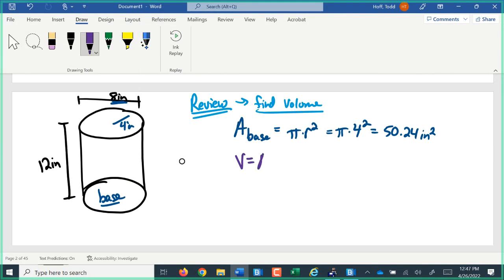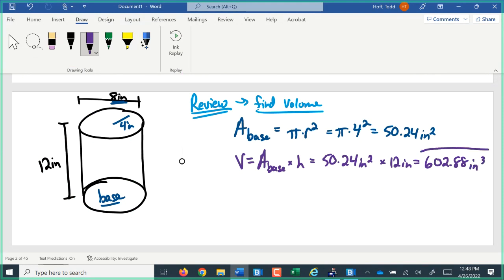Volume would be found by taking that and multiplying by the area of the base times the height. So 50.24 square inches, the area of the base, times the height of 12 inches should make 602.88, I believe, inches cubed. Is that correct? Yep.